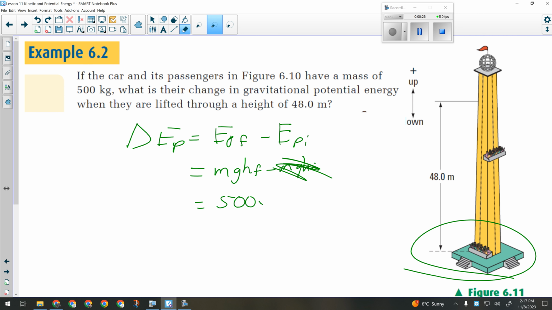500 kilograms times 9.81 times 48 meters, and we've got our change in gravitational potential energy. Right? We were doing stuff like that with our questions the other day on work energy theorem, so it's nothing new. Okay, just reiterating it here for you.